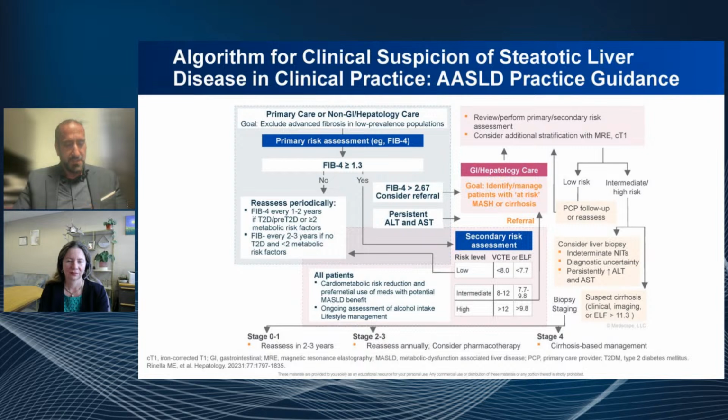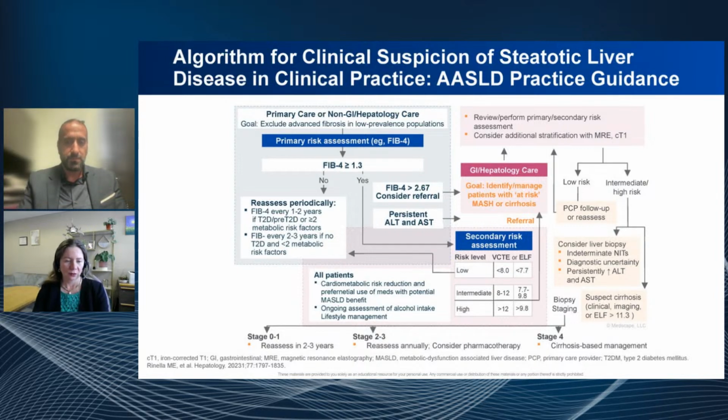So this is good. So tell us, in primary care clinics, in endocrinology clinics, where they have a high volume of patients with suspected MASLD and MASH, how do you recommend they utilize these tests to decide which patients are high risk and they need to be referred to a gastroenterologist or a hepatologist?